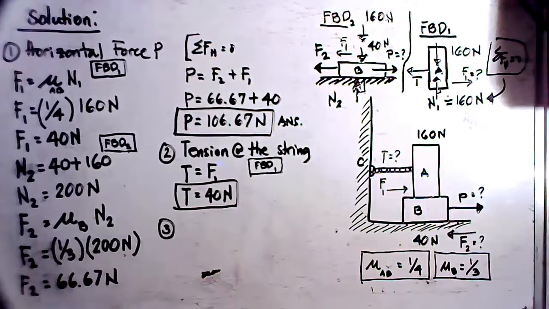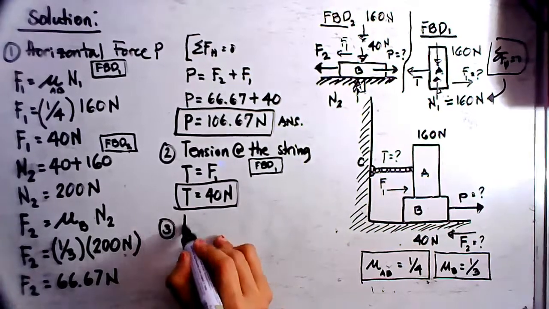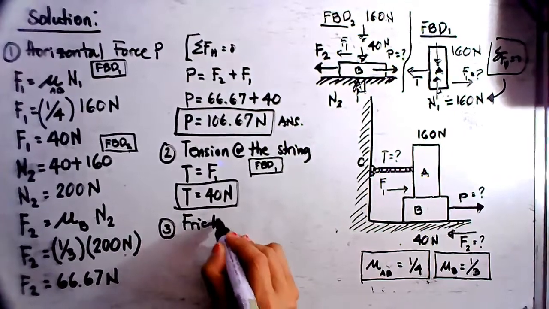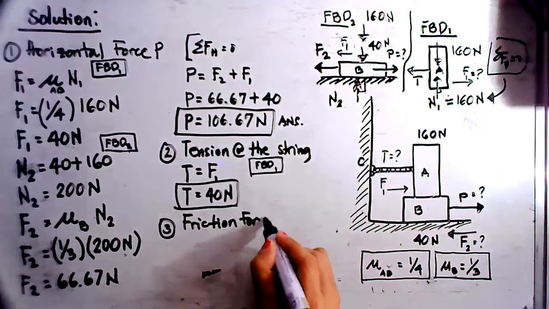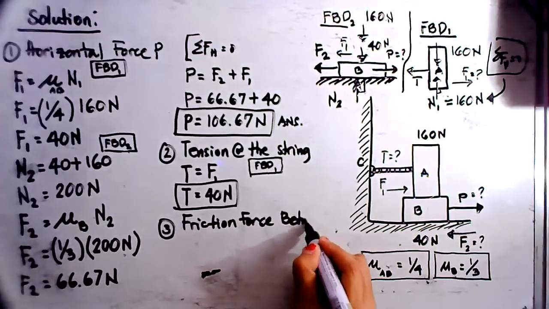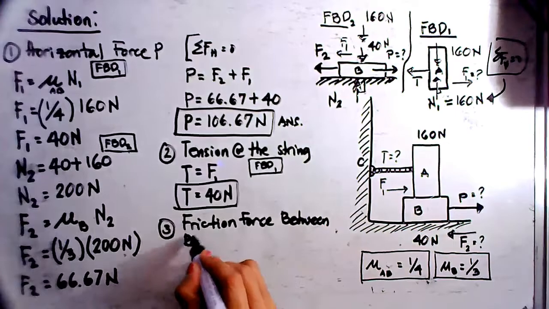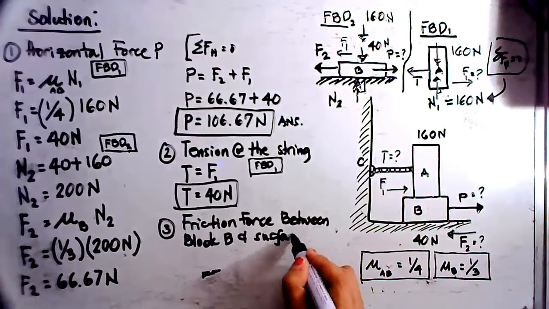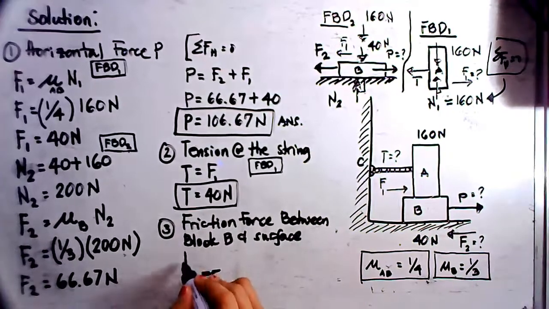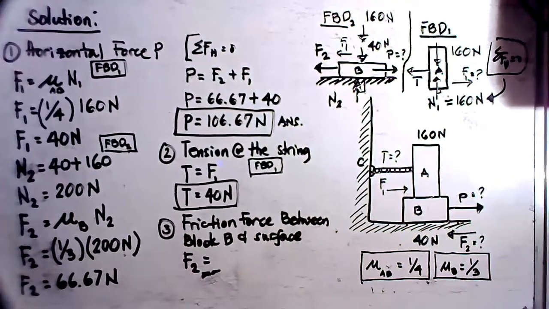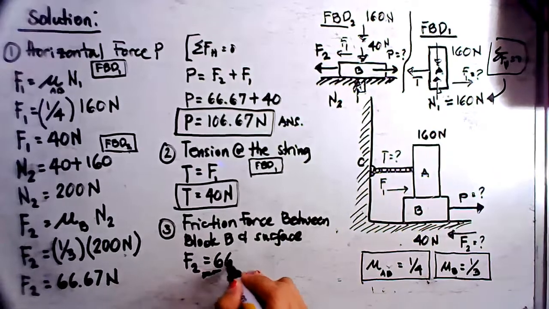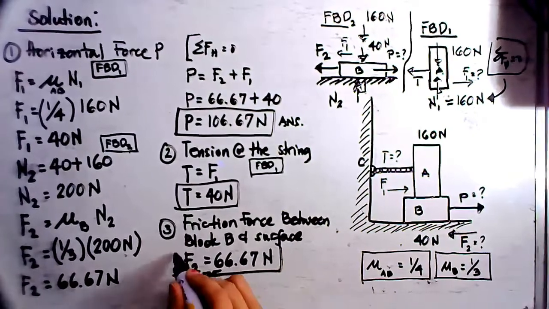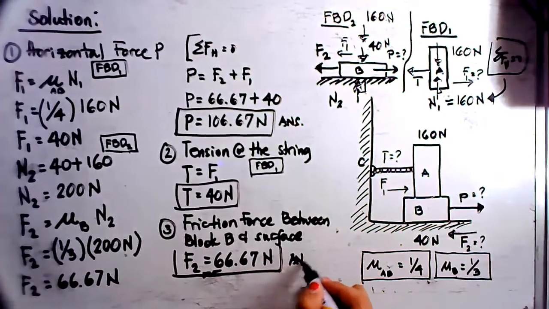And for the third question, which is the friction force between block B and the surface, the friction force between block B and the surface is simply equal to F sub 2, which is equal to 66.67 Newton. So these are our answers to the questions.